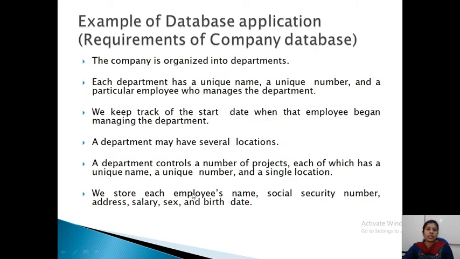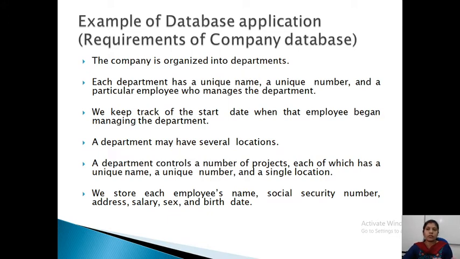Then we store each employee's name. So one more entity comes here, employee. Employee attributes are name, social security number, address, salary, sex, and birth date. So these are the attributes of an employee. Then how are these related? Relationships we will see later. First we'll identify the different entity types. So in these requirements we found department, manager, employee, and project.